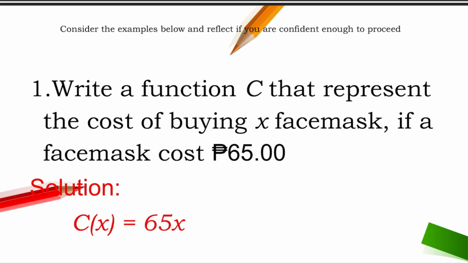Example number 1. Write a function C that represents the cost of buying x face masks if a face mask costs 65 pesos. Solution: C of x is equal to 65x.